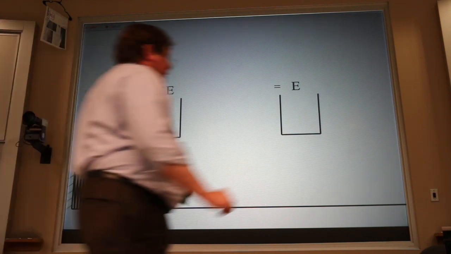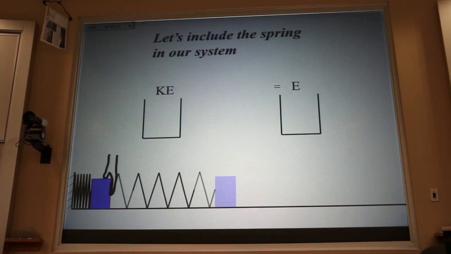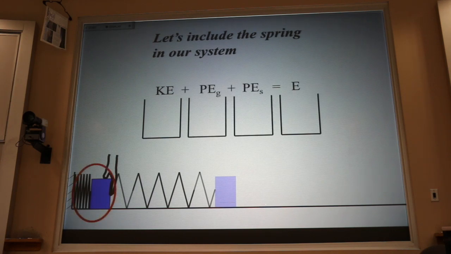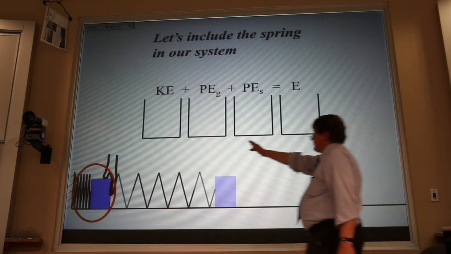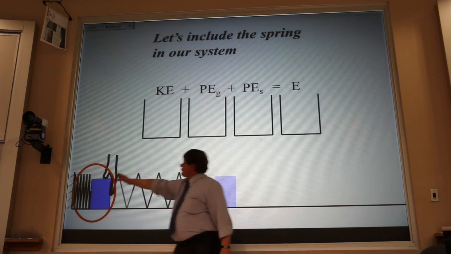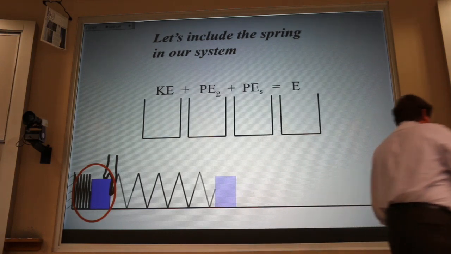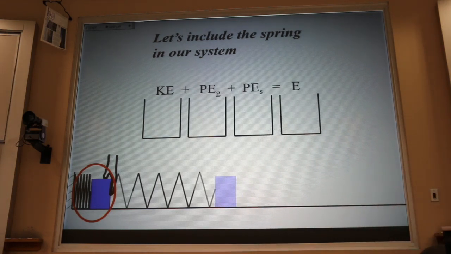So the alternative is to redefine my system such that it includes the spring. Now if I do that, I can talk about kinetic energy because I've got the block. I can talk about spring energy because I've got the spring. I still can't talk about gravitational energy if I don't put the earth in my system. Okay? Now, watch what happens as it goes back and forth.